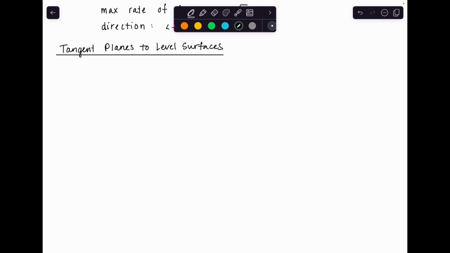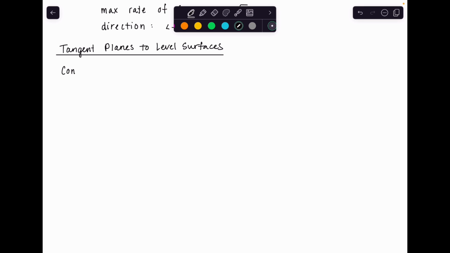Because we know the idea of tangency is super important. Now we're going to talk about if I have this surface or a level surface. So basically you have your function is equal to some constant k. Can I figure out a plane that is tangent at a specific point?